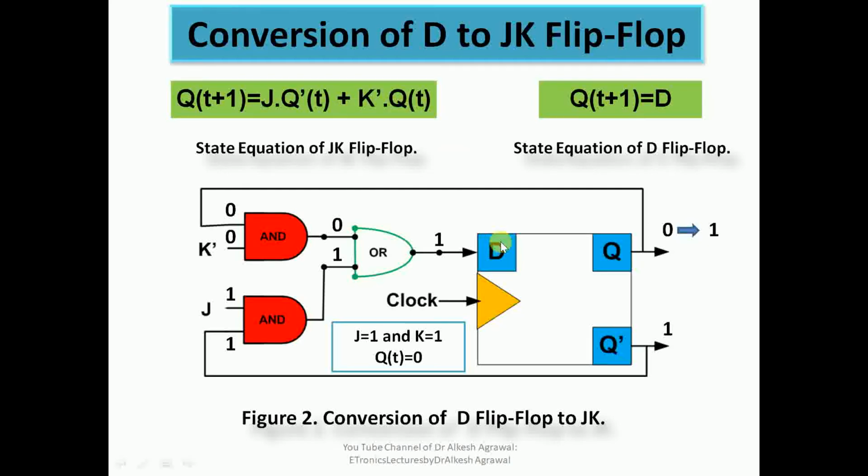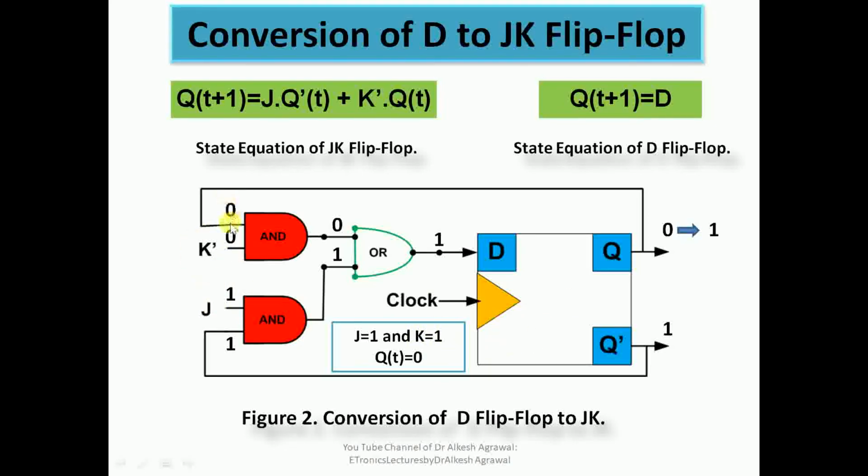Now let us again check whether this D flip-flop is behaving as JK flip-flop or not. So again we assume that J is 1, K is 1 and the previous state is 0. So Q(t) is 0. When Q(t) is 0, Q complement(t) will be 1. So when Q(t) is 0, through feedback, this input is also 0. Now we are giving J is 1 and K is 1. So J is 1, so we give this input as 1. We are assuming K is equal to 1, so K complement is 0.